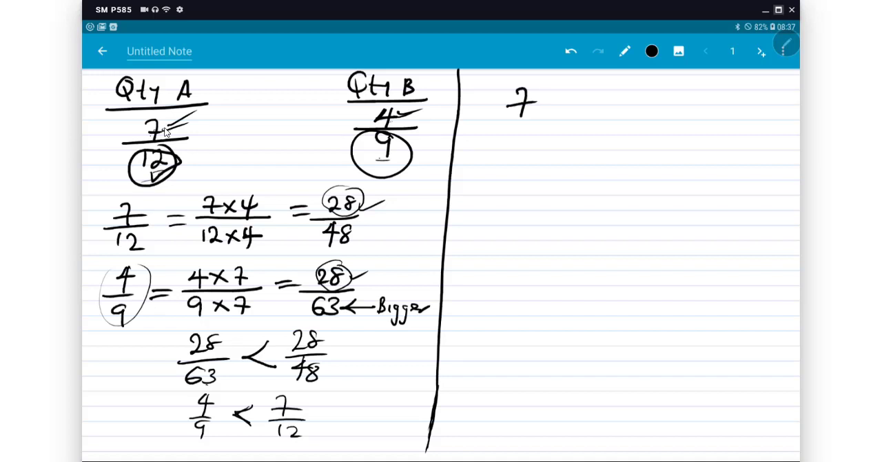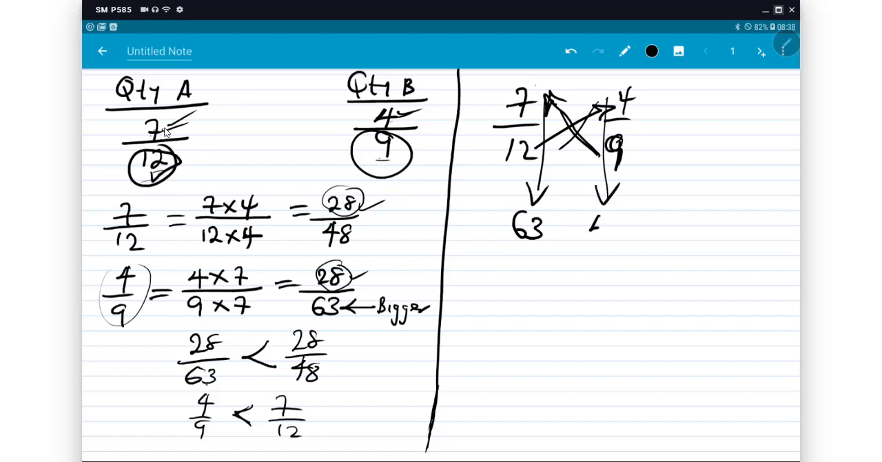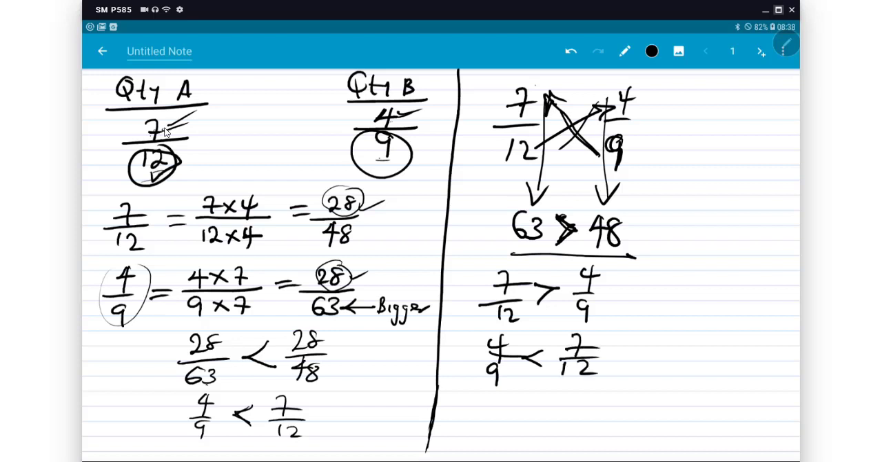Okay, let me just give you another idea how you can compare two fractions, 7 over 12 and 4 over 9. Now, another thing you can do here is just do a simple cross multiplication. That is here, for instance, now we have 7 times 9. So I will multiply this and write my answer here. 7 times 9 will be 63. Then 12 times 4 will give me 48. Now, since 63 is greater than 48, it means 7 over 12 is greater than 4 over 9, or 4 over 9 is less than 7 over 12. So that is another method you can use to compare two fractions.